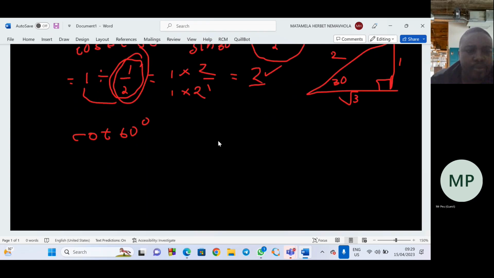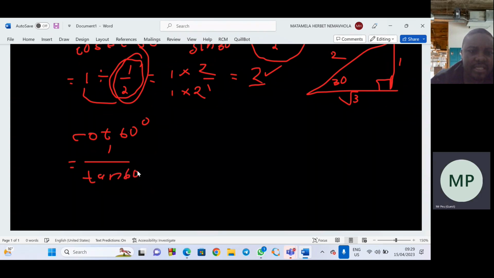So let me show you when I'm working with this one. The first thing I'm going to do in order to find this is to say 1 over tan, tan of 60 degrees.